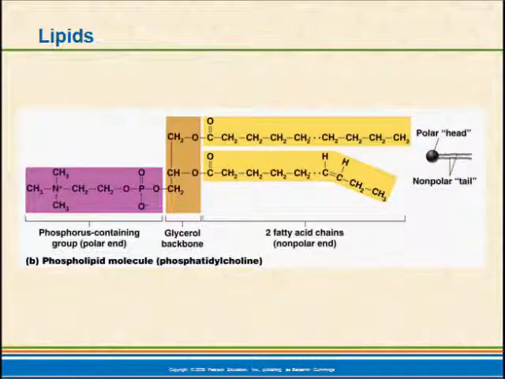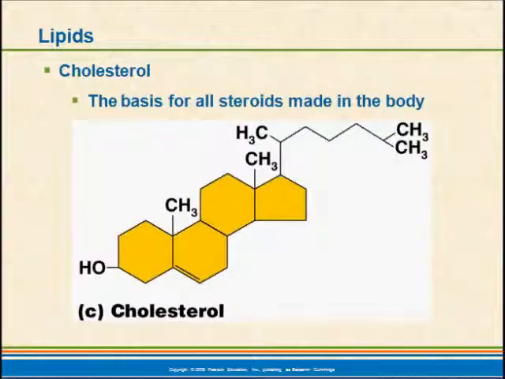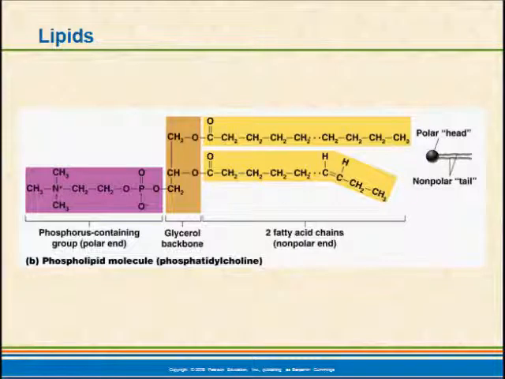Now, this is a phospholipid. As you can see, we've got this phosphorus group. We've got these tails. So we've got a polar end and a non-polar tail. Now, what happens with this is that it forms a bilayer. And we'll look more at that when we get into the cell membrane.